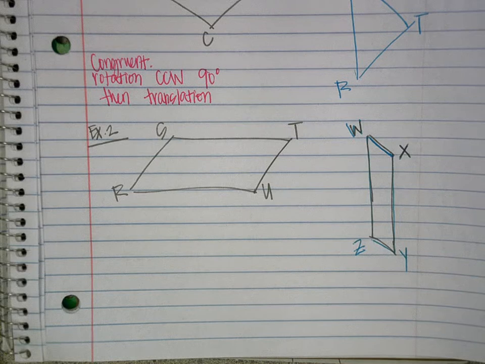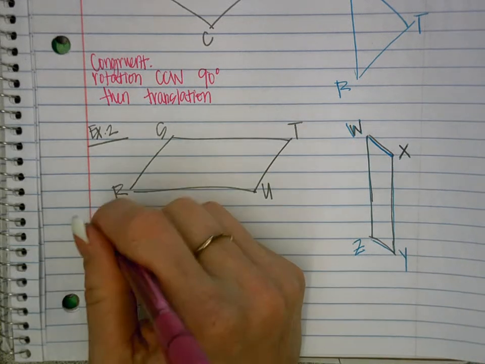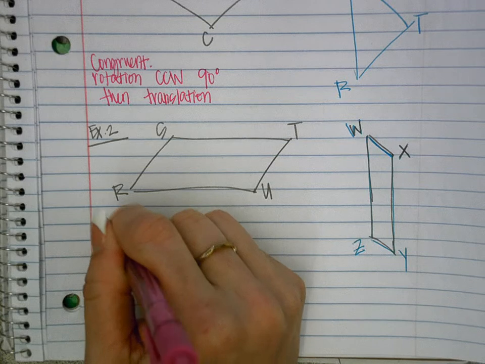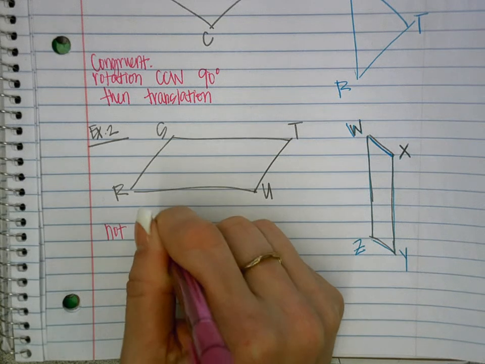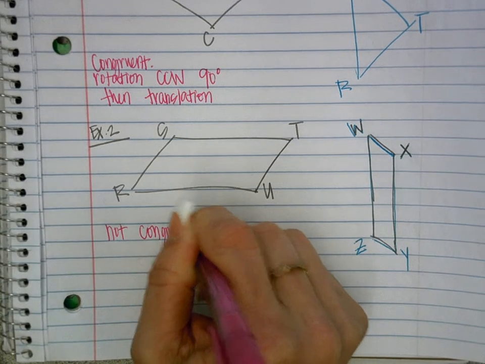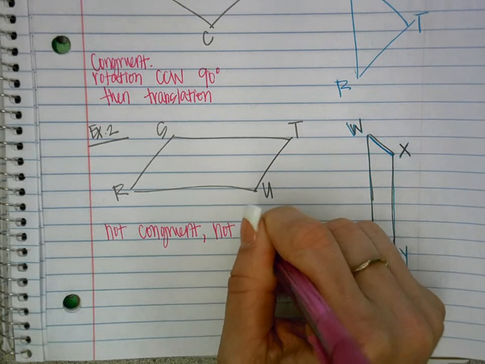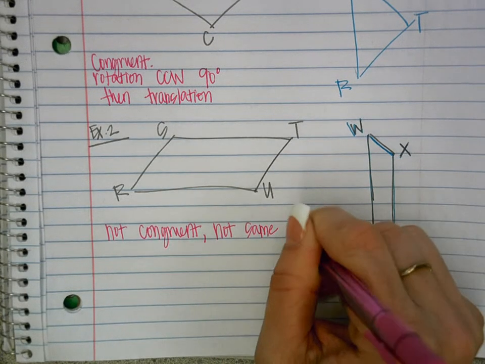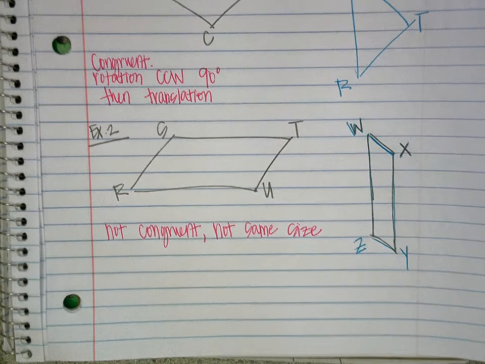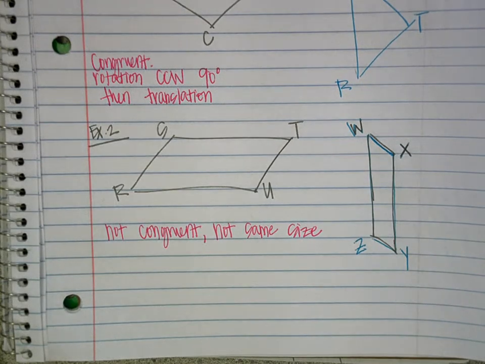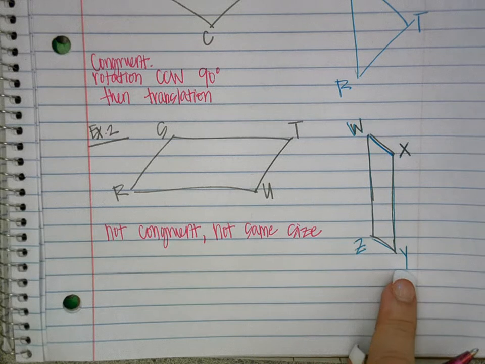No, these are not congruent. Why? They're different shapes. Not the same size, right? That's it. Okay, so you're just telling me, are these congruent, yes or no? And this one is obviously not the same size.